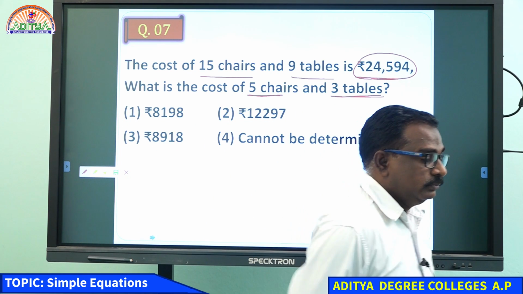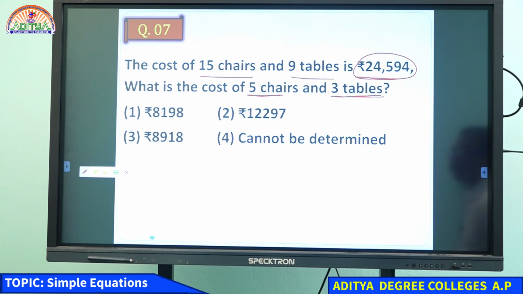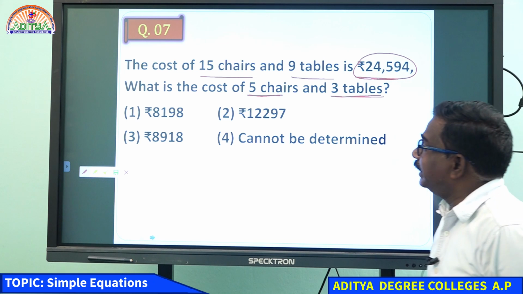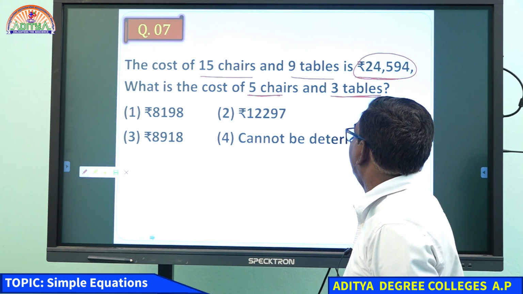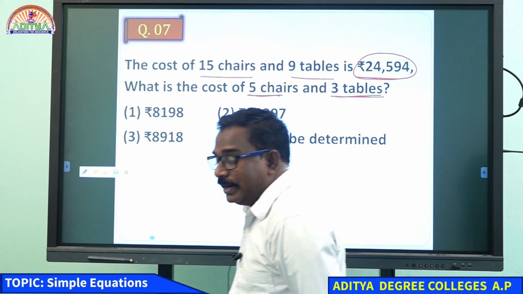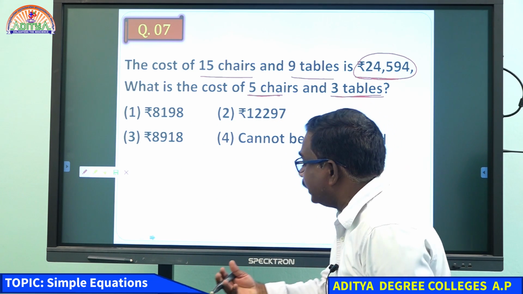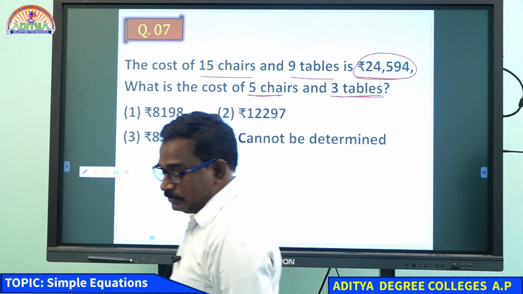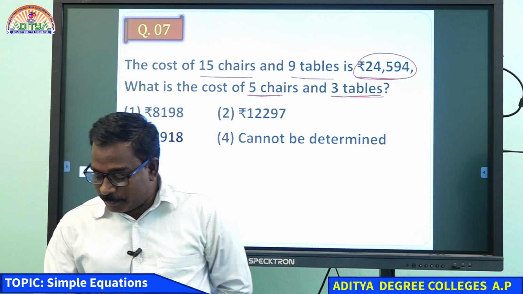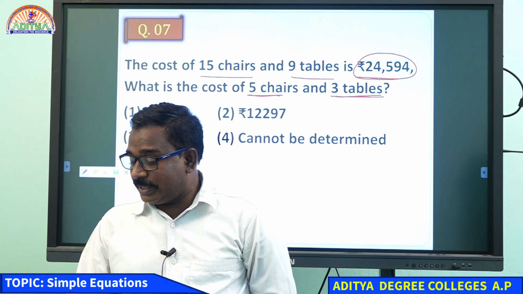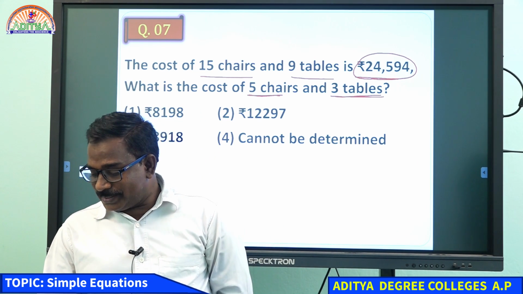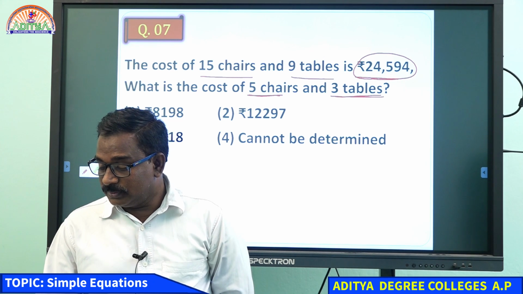The cost of 15 chairs and 9 tables is 24,594. It is asking the cost of 5 chairs and 3 tables. Only one step is enough to get the answer here. It takes only 2-3 seconds to get the answer.